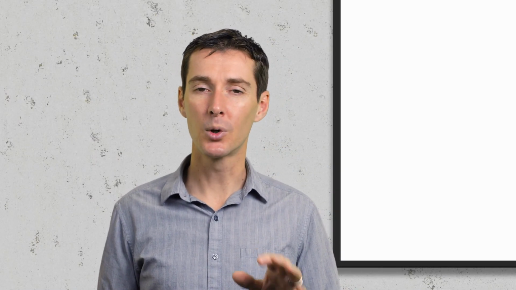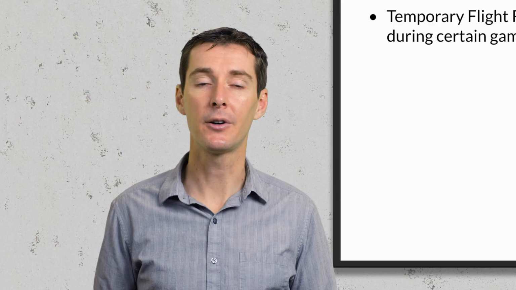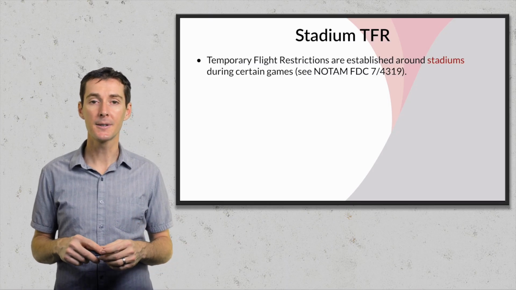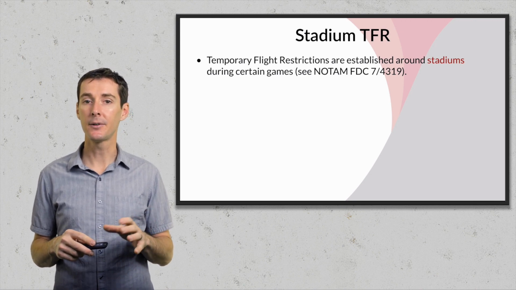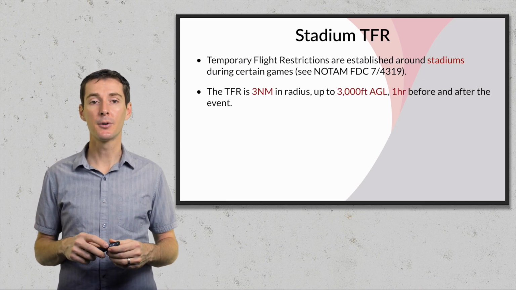Two different types of TFRs that I want to talk about more specifically because these are what's going to get you as a drone pilot. The first one is called a stadium TFR. And a stadium TFR is a TFR that's put around stadiums during certain types of games or certain types of sporting events. If you want more information on this, there's a NOTAM that's been issued just for this. It's called FDC 7-4319, if you want to read the full NOTAM. But this is what the NOTAM is saying.